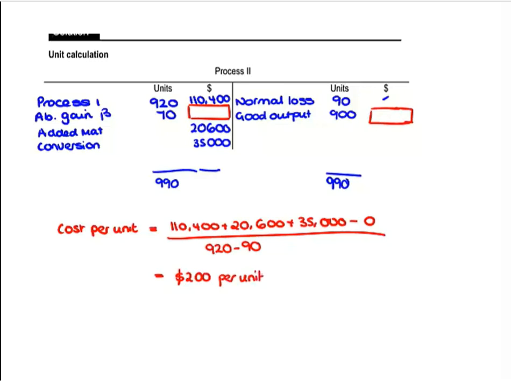And I can use that to value both my abnormal gain and also my good output. So the abnormal gain, then 70 units at $200 each, is $14,000. And my good output, 900 units at $200 each, is $180,000. So on the credit side, I've got $180,000. I just need to add up and make sure that I've got the same on the debit side.